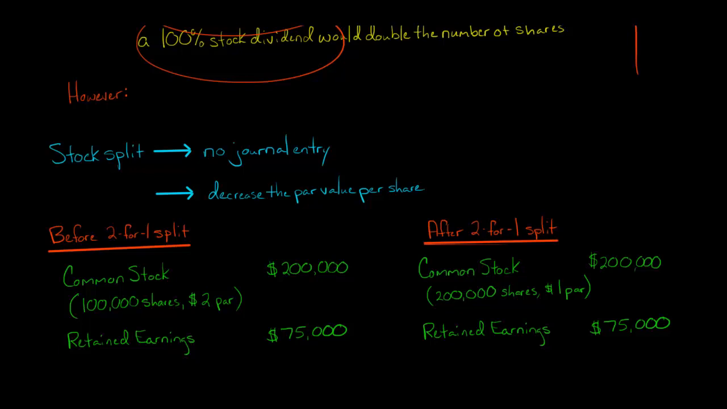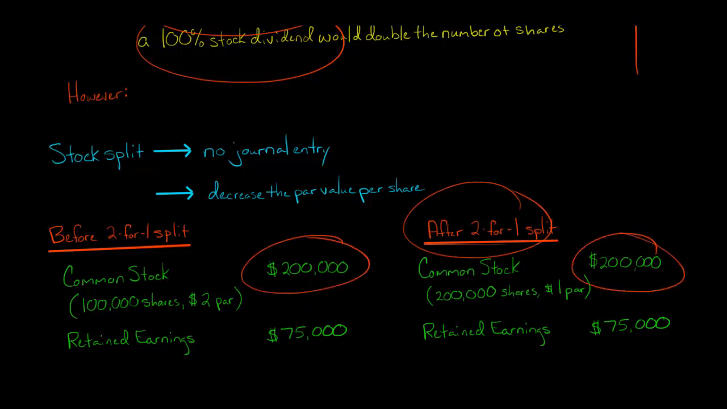shares. Let's say that before the split, the common stock account, so this is the equity section of the balance sheet, common stock was $200,000. We had 100,000 shares at $2 par value per share, so 100,000 times $2 is 200,000. That's our common stock, and then we have retained earnings of $75,000. Now, after the 2-for-1 split, common stock is still 200,000. That has not changed. And retained earnings is still 75,000.